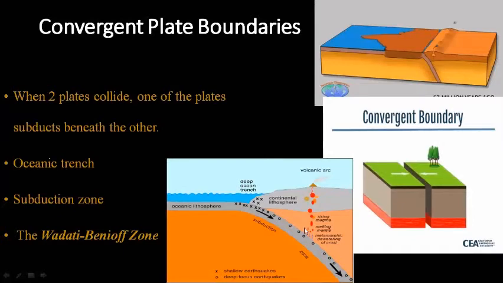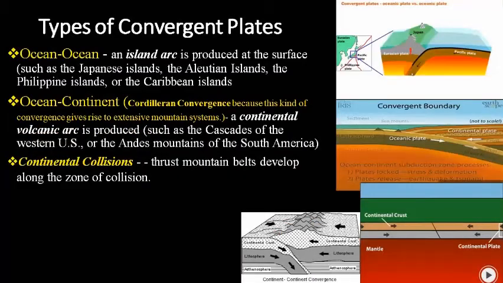And this zone is also called the Vadati-Benioff zone. The Vadati-Benioff zone is the zone where most of the earthquakes are located. When this goes down, when it sinks beneath the other, there will be various magma, etc., and there will be various forms of earthquakes. So the zone where the maximum amount of earthquakes are formed, that is the Vadati-Benioff zone.